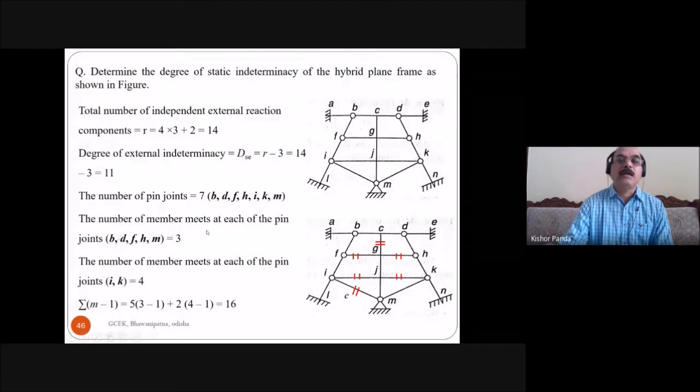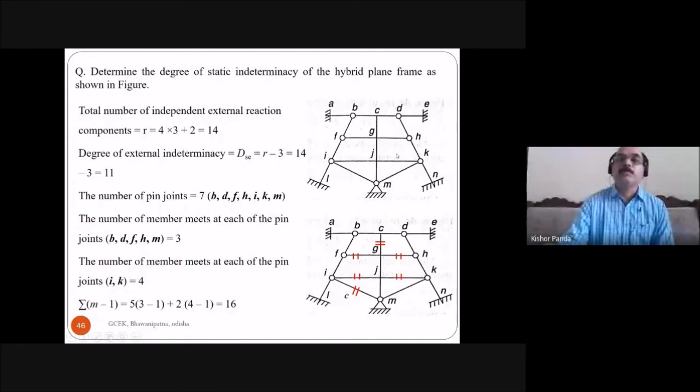Here you see this is your B, D and F, and this is H and this is M. At B, how many members meet? 3 members. At D, how many members meet? 3 members. F, 3 members. H, 3 members. And at M, 3 members. So the number of members that meet at each of the pin joints B, D, F, H, M is 3.